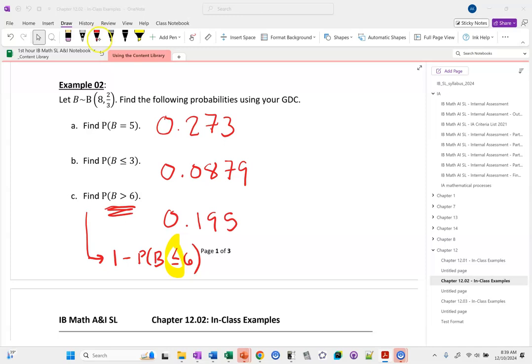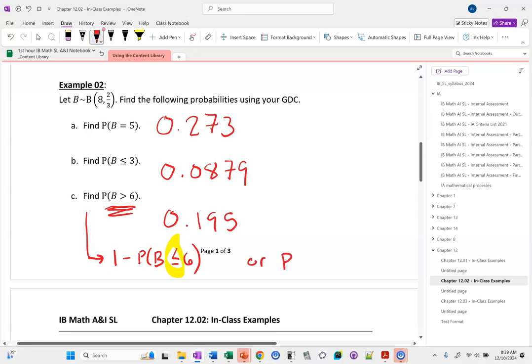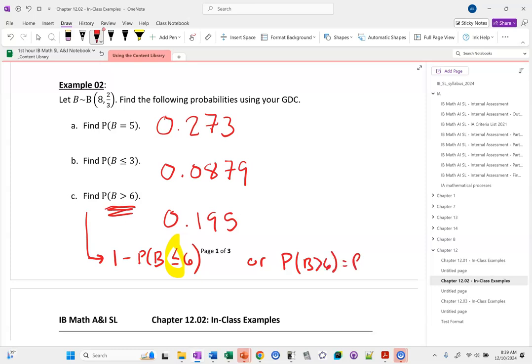Or I could have done, since there's only 8 trials, I could have also done it as a PDF for 7 and a PDF for 8 and added them together. Either way, I'm going to get the same value. It's up to you on how you want to think about it, but either of those 2 ways would have gotten you to the correct answer.